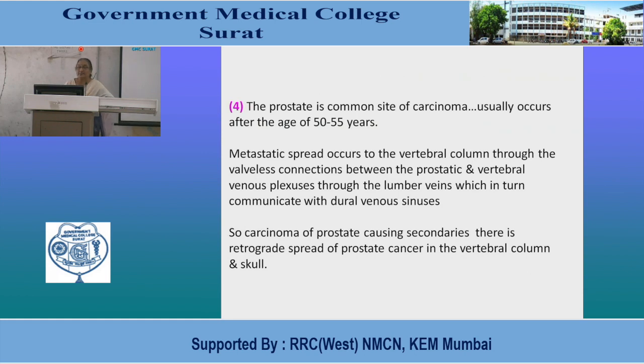The metastatic spread occurs, as we have discussed, through the valveless venous plexus connecting the prostate and the vertebral venous plexus through the lumbar veins, which in turn communicate with the dural venous sinuses in the intracranial course. So carcinoma of the prostate causes secondaries and metastases, with a retrograde spread of the prostate cancer in the vertebral column and the skull, which we have seen in the blood supply.